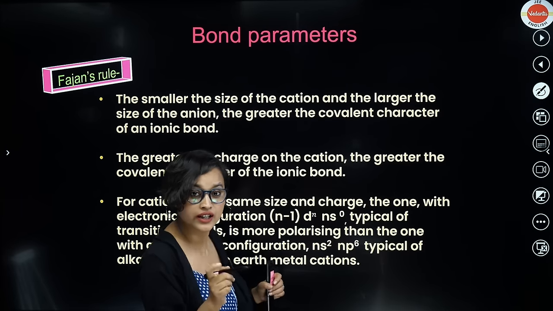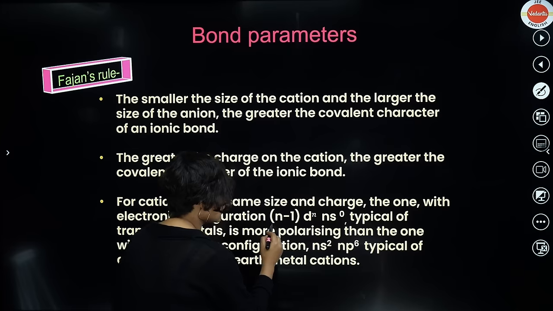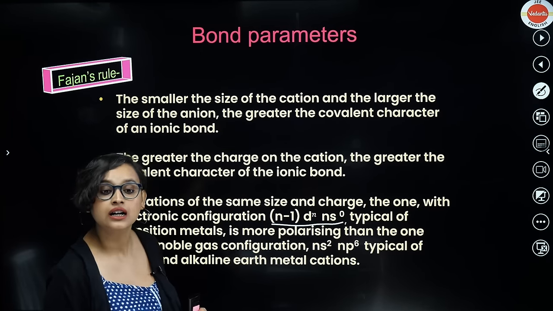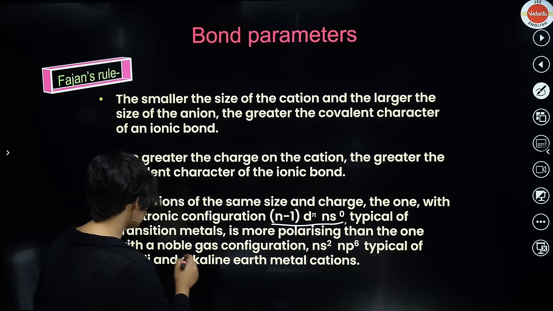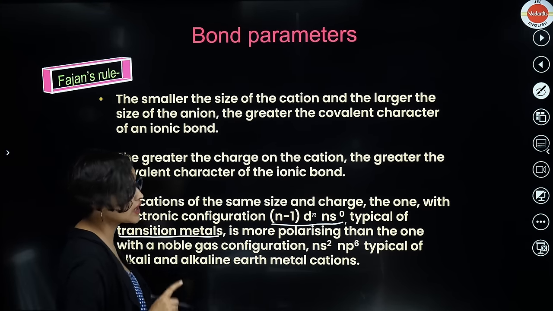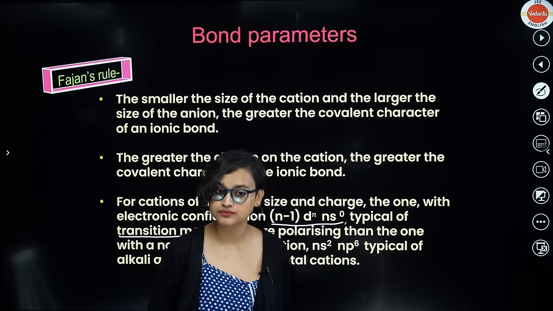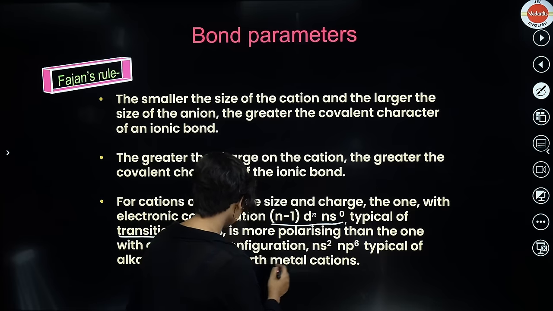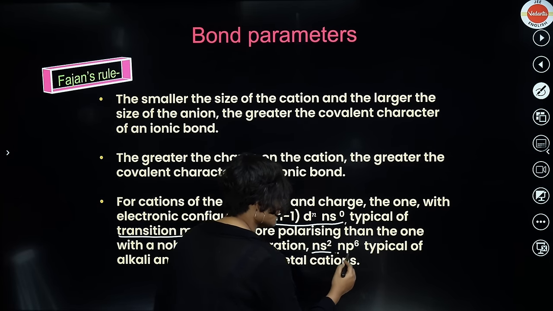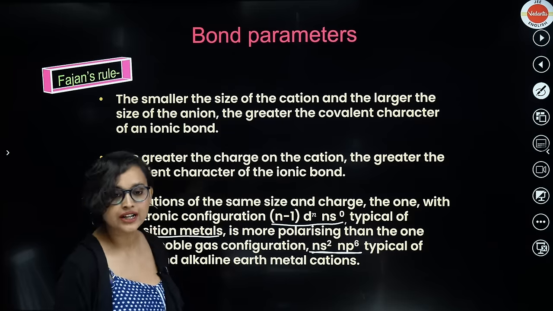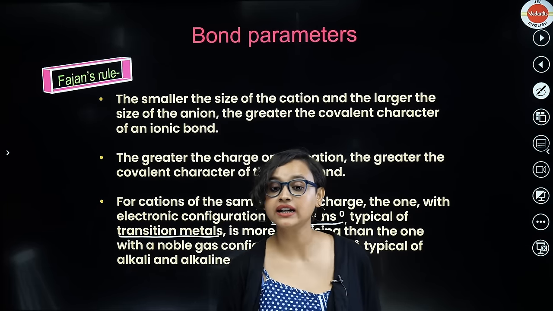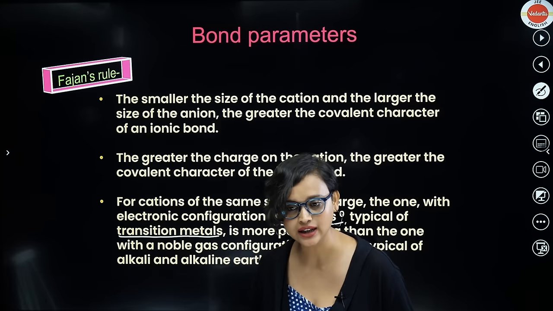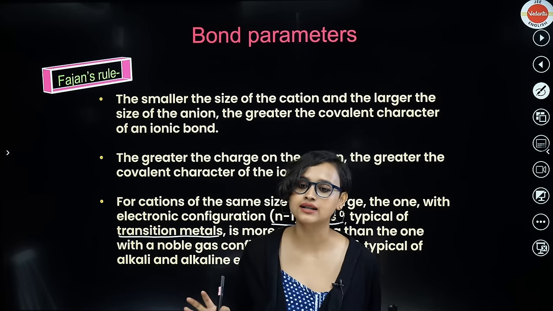The electronic configuration that has (n minus 1) d to the power n, where n is 0. That means it has to be a transition metal. If it is a transition metal, then the polarizing power will be more. Yes? But if it is an alkali or alkaline earth metal, for example, ns2 np6, then the polarizing power will be less than the transition metal. You get it? Yes, it will be less than the transition metal.